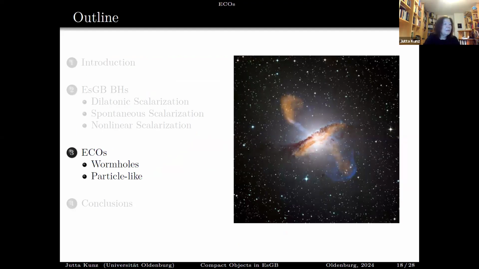So the last part of my talk will be now switching over from the black holes to possibly black hole mimickers, something that could be seen sometimes under certain circumstances as a black hole, but could also be very, very different. And these are the exotic compact objects. And let's start with the wormholes.